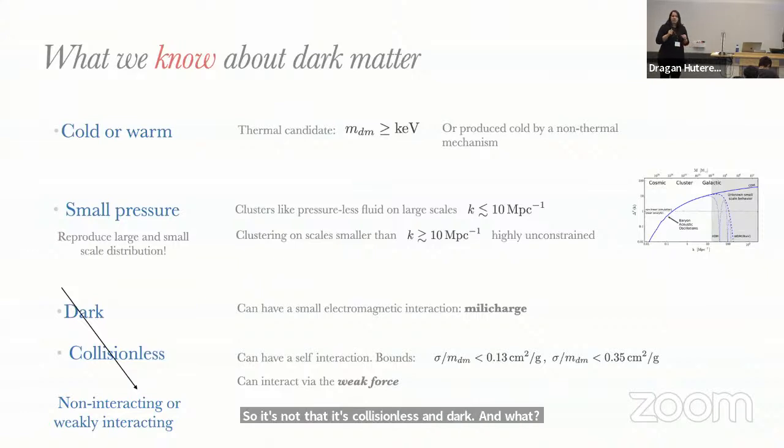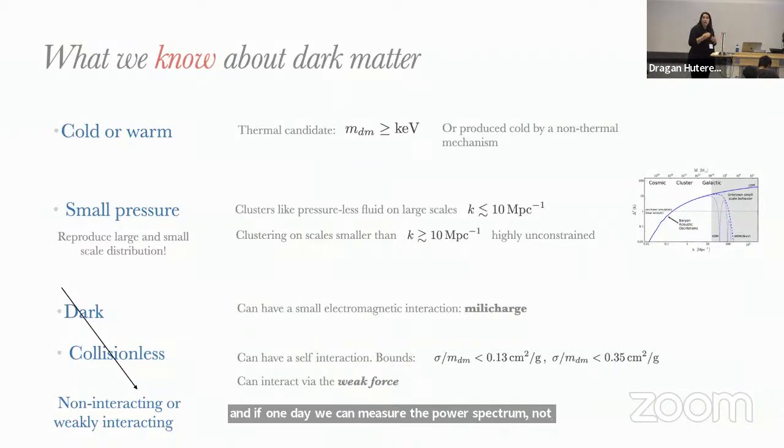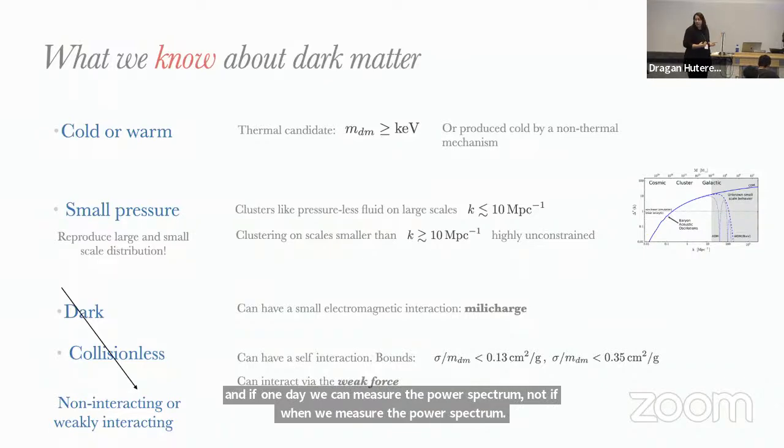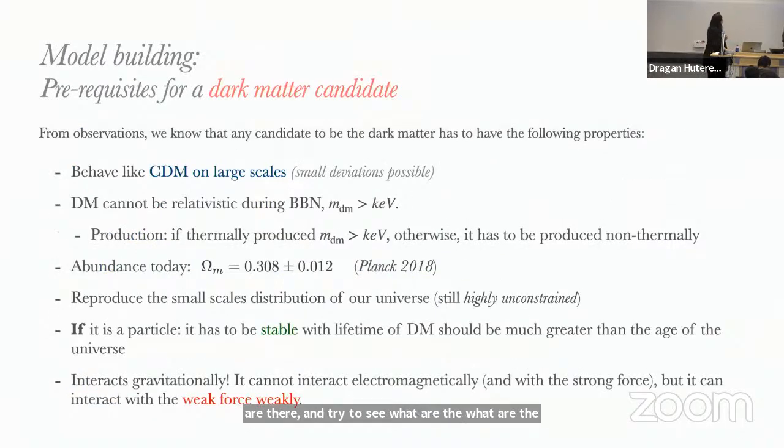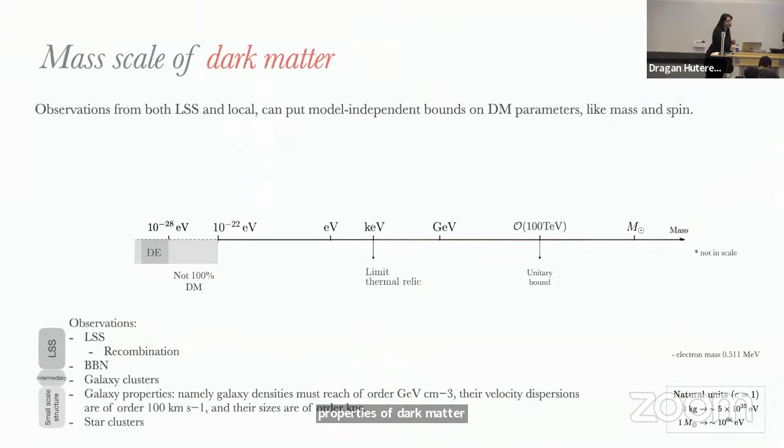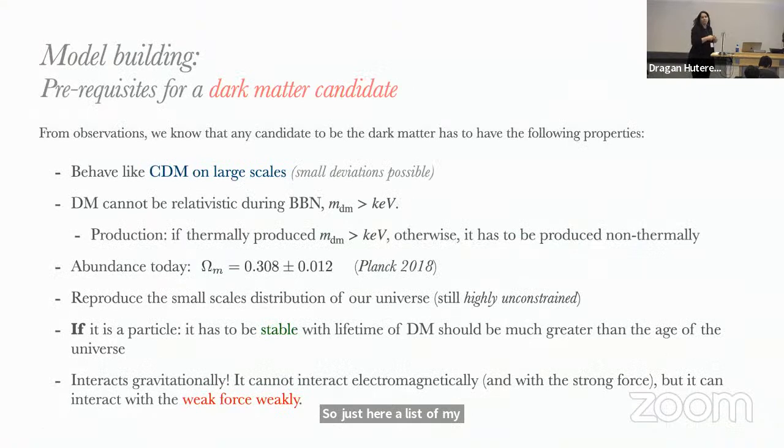And those might seem like small changes, but those really have observational consequences and observational signatures that we can go after in galaxies and clusters. And if one day we can measure the power spectrum, not if, when we measure the power spectrum on small scales, we can actually try to see if they are there and try to see what the properties of dark matter are. So just here, a list of my prerequisites for a dark matter candidate. Whatever dark matter candidate I construct needs to follow all this. And it doesn't matter what it is.